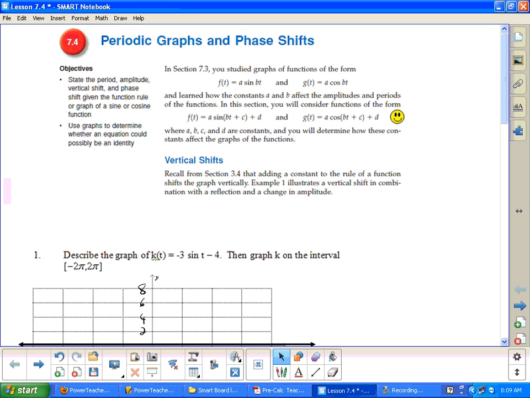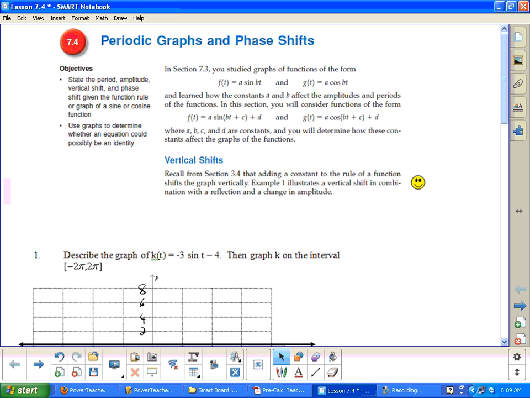So in this case, A is going to affect the stretching, so it's a vertical stretch or compression. B is going to be our horizontal stretch and compression. A form of this with C is going to be our horizontal shift, and we'll talk about that a little bit more. And then D is going to be our vertical shift, so whether we move it up or down.